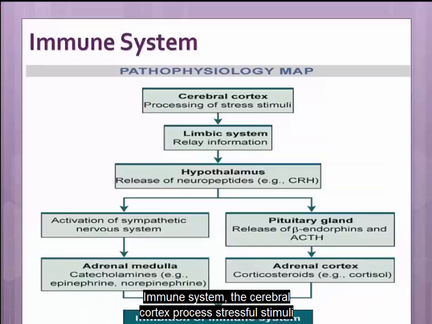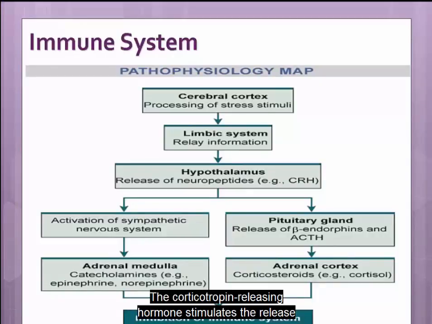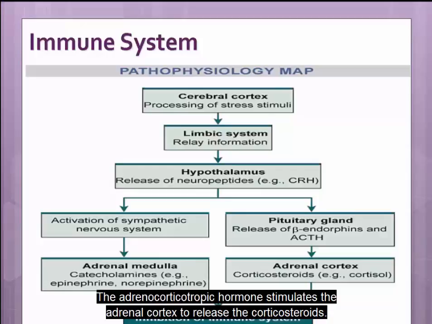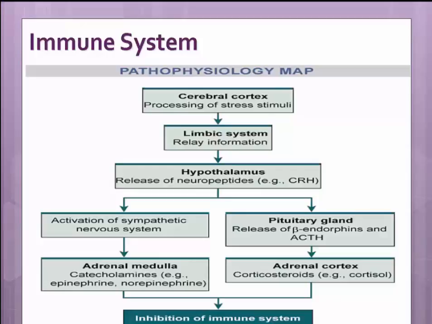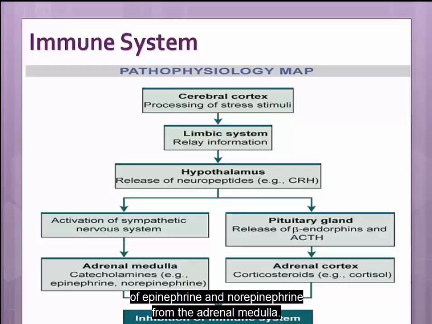Immune system. The cerebral cortex processes stressful stimuli and relays the information via the limbic system to the hypothalamus. The corticotropic releasing hormone stimulates the release of the adrenocorticotropic hormone from the pituitary gland. I'm going to keep saying this. The adrenocorticotropic hormone stimulates the adrenal cortex to release the corticosteroids. So the sympathetic nervous system is also stimulated, resulting in that release of epinephrine and norepinephrine from the adrenal medulla. The end result is inhibition of the immune system.